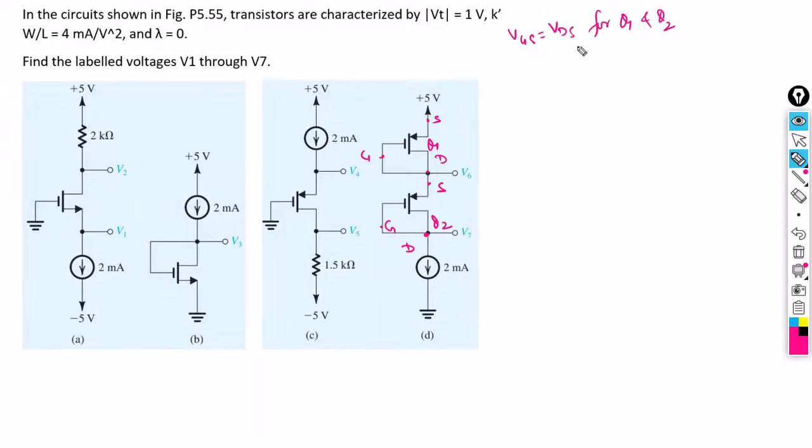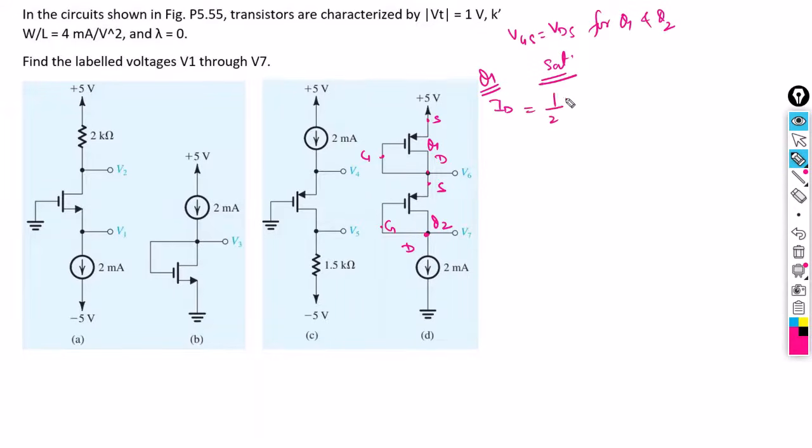So when VGS and VDS are the same, any NMOS or PMOS transistor will go to saturation region. Only the condition is the transistor must be on. So we will start calculating V6 and V7 by assuming that the transistors are biased in saturation region, and then in the last we will verify our saturation current equation. So let's consider Q1 first.